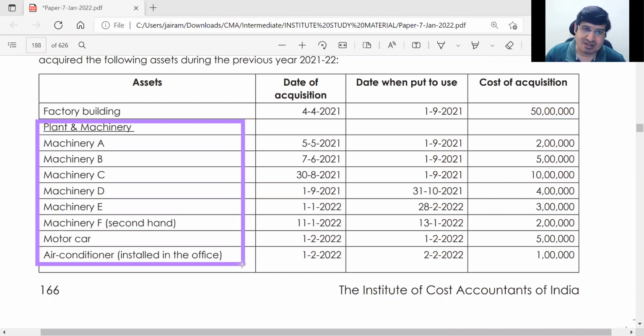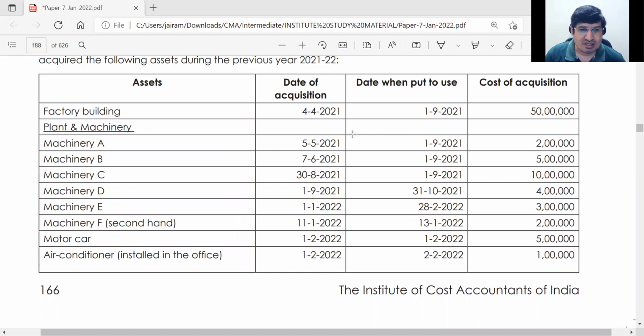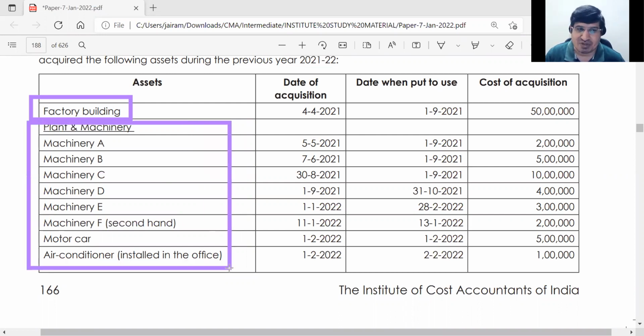तो दो ब्लॉक्स हैं हमारे पास. एक ब्लॉक फैक्ट्री बिल्डिंग, सेकेंड ब्लॉक प्लांट एंड मशीनरी, 15% डिप्रिसिएशन. ओके, यह फैक्ट्री बिल्डिंग कितना रहेगा डिप्रिसिएशन?